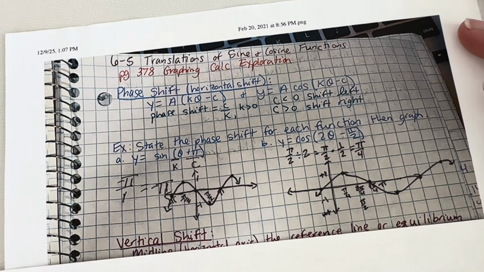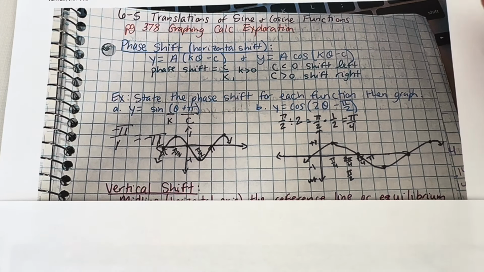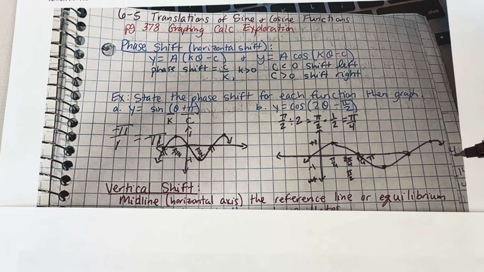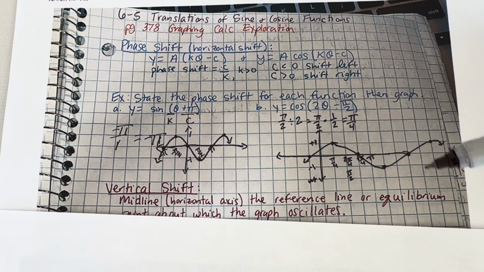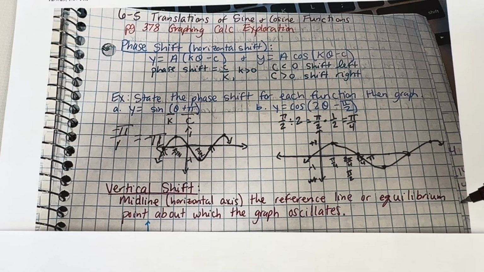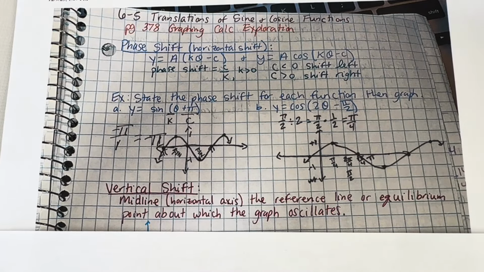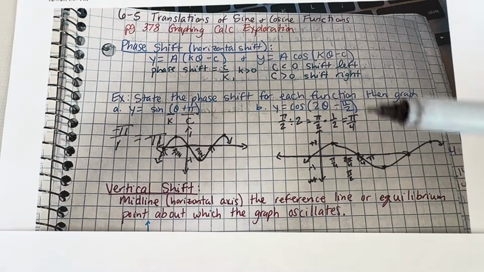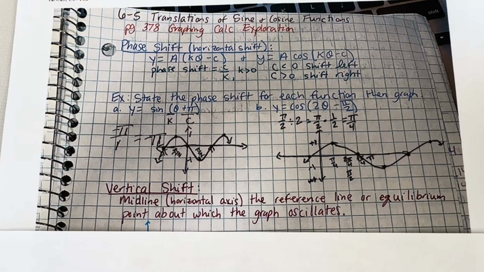A vertical shift happens when we take our shift, and our vertical shift happens from the midline. So our midline, or our horizontal axis, is like where we would have our x-axis, but instead we are going to make that our midline. That is our reference line, or our equilibrium point, about which our graph oscillates. Usually that's the x-axis that we go up, down, and around from.